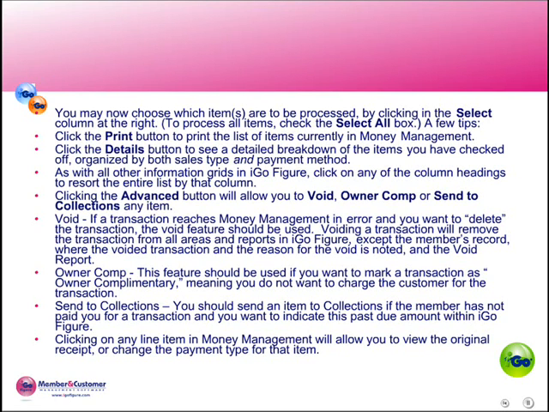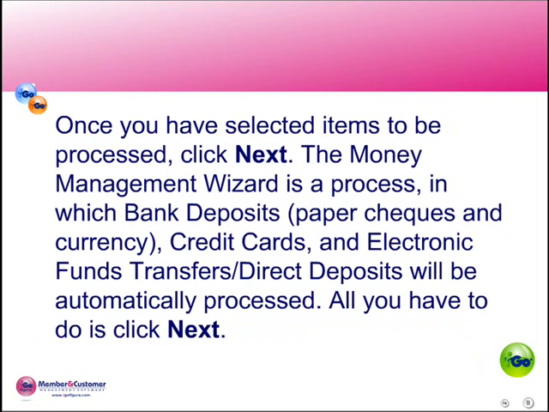Clicking on any line item in Money Management will allow you to view the original receipt or change the payment type for that item. Once you have selected items to be processed, click Next. The Money Management Wizard is a process in which bank deposits, including paper checks and currency, credit cards, and electronic funds transfers and direct deposits will be automatically processed. All you have to do is click Next.